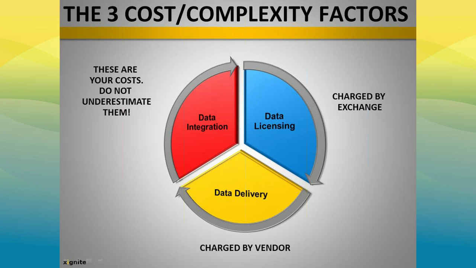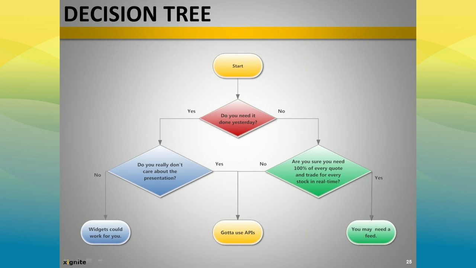So just a decision tree to think about when, which way should I use? Should I use an API? Should I use a widget? Here's a simple way to go about it, right? Do you need this done yesterday? If you need it done yesterday, you're going to go to the second branch here. Do you really not care about the presentation? If you really don't care about the presentation, maybe the widgets will work for you. If you care about presenting the information, you need to be able to customize it, and you need it done yesterday, you're going to have to use APIs.